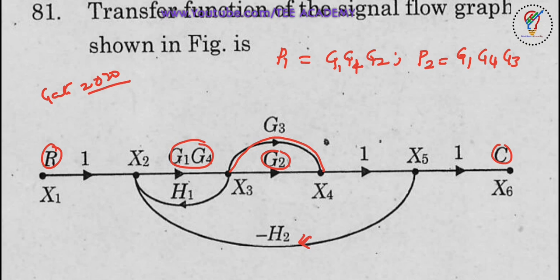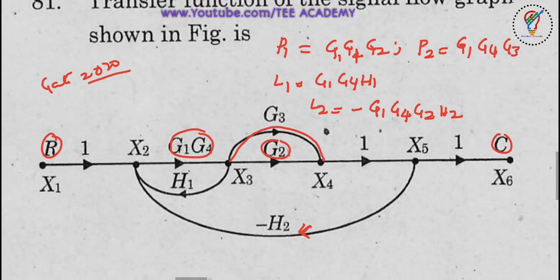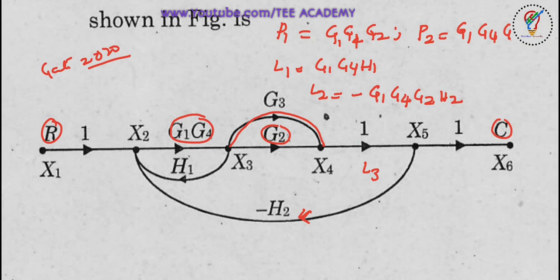What about the loops, sir? First you write the loops. A loop means it starts here and can come back, but G1 G4 H1 is not a loop. Loop 1, I'll write G1 G4 and here it is H1. Is it a loop? Yes, it is a loop only. Next, loop 2 is nothing but minus G1 G4 G2 H2. Similarly, loop 3 is equal to minus G1 G4 G3 H2. So these are the 3 loops here.